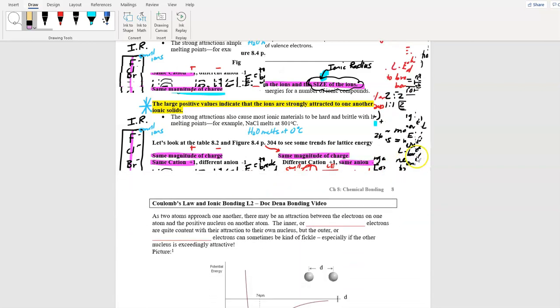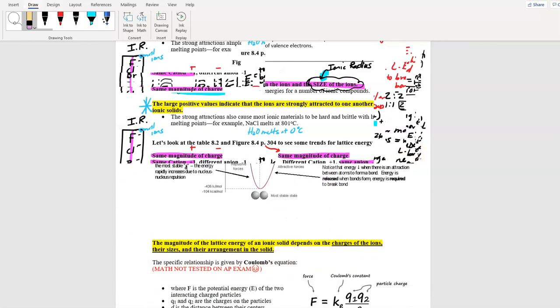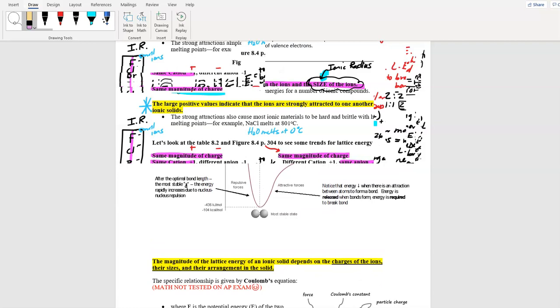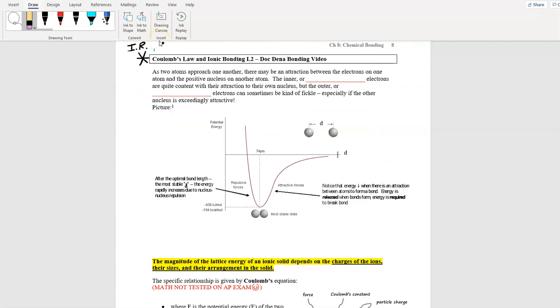Okay, so right here, a very, very important diagram. I cannot stress enough how you will see this diagram on the AP test. And it's going to relate energy, as in when you break the bonds apart and as you come together and form those bonds.